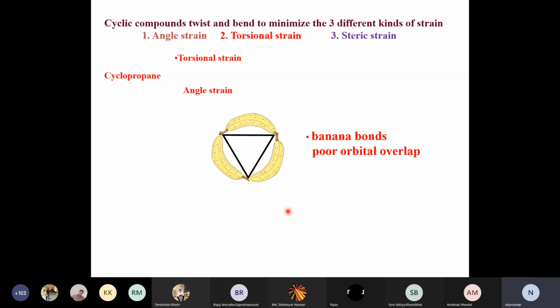Because of this banana bond, you can break this bond very fast because of the poor orbital overlap. That's why cyclopropane, if you do a reaction, opens up very fast, because of the banana bond. To accommodate the strains, the bond gets a little bit out of the triangle, so that you end up with a banana bond, which leads to a poor orbital overlap.